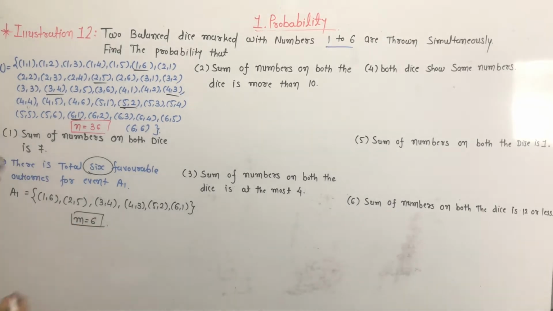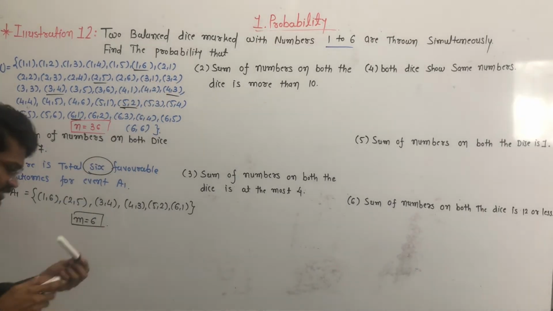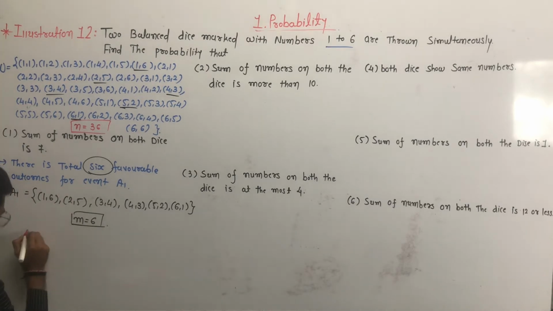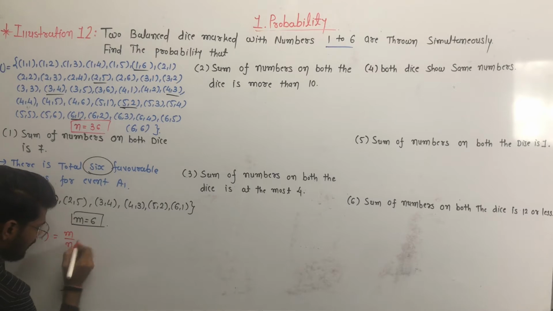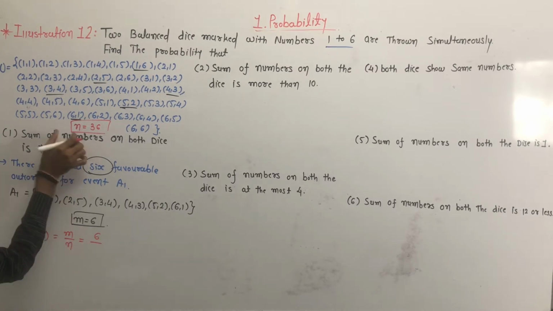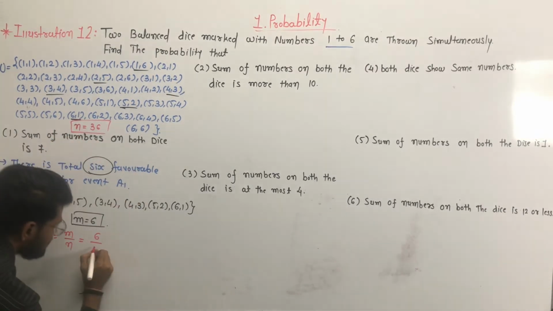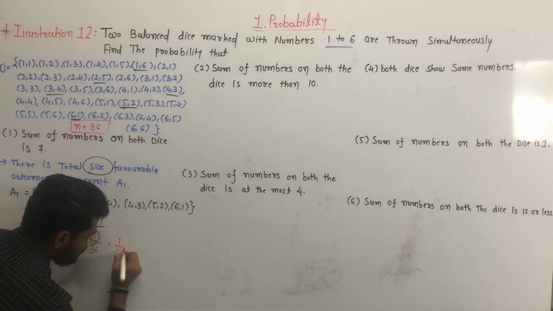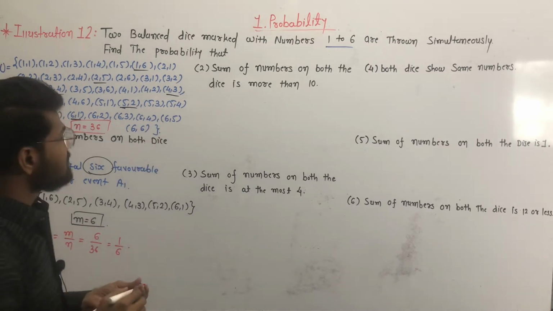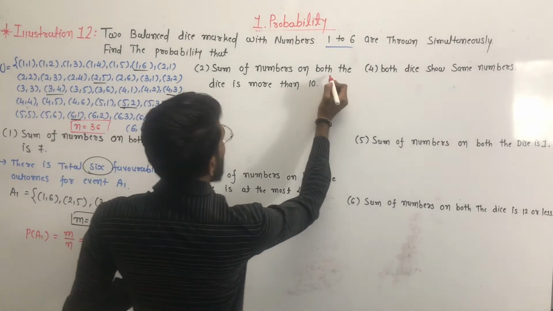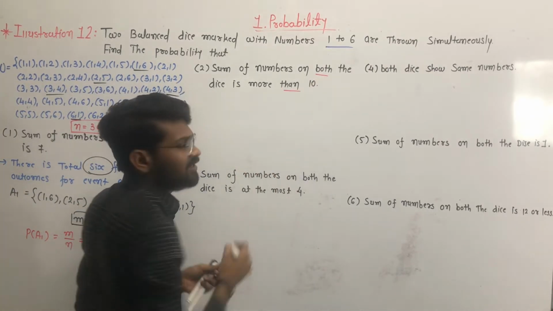We have to find the probability of this event. So the probability of event A1 is equal to m by n. m is equal to 6 and n is equal to the total possible outcomes, 36. So it is equal to 1 by 6. Okay. Now event 2 is that the sum of numbers on both dice is more than 10.